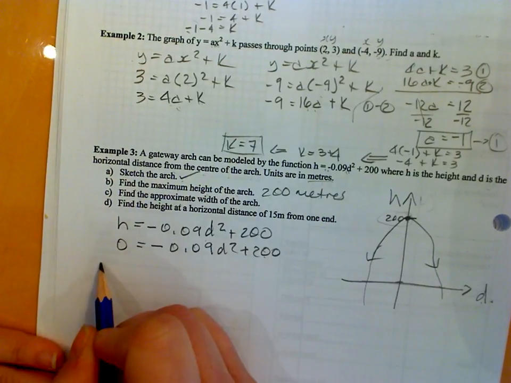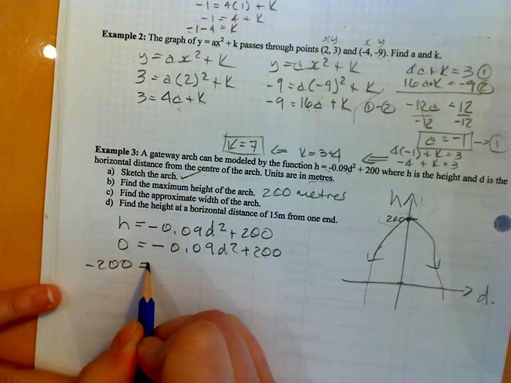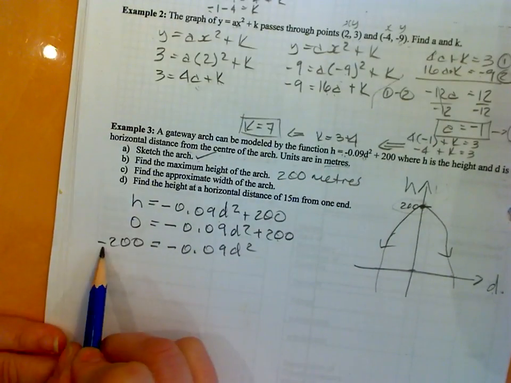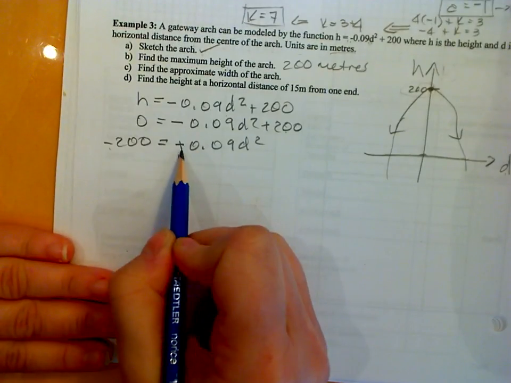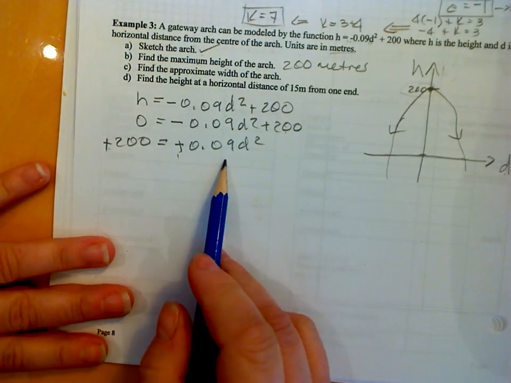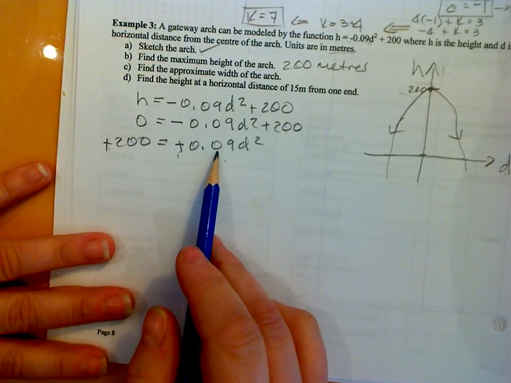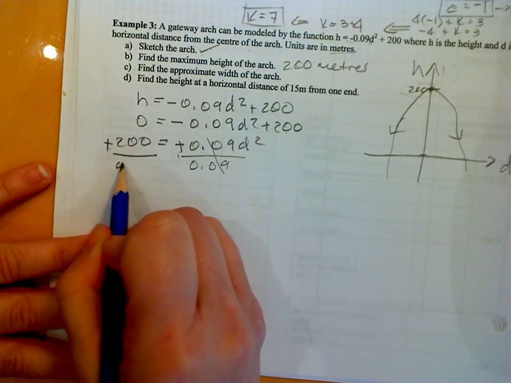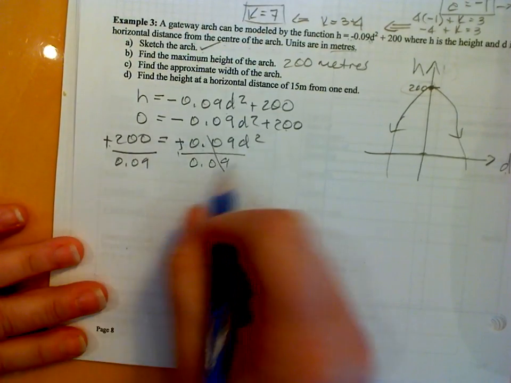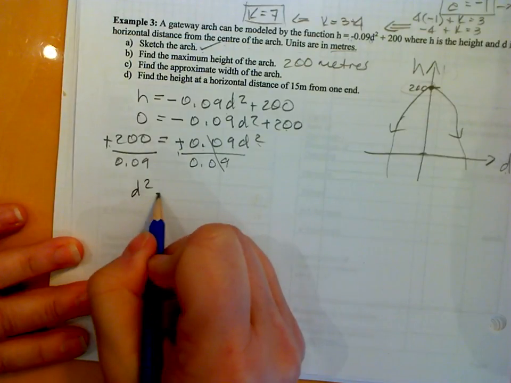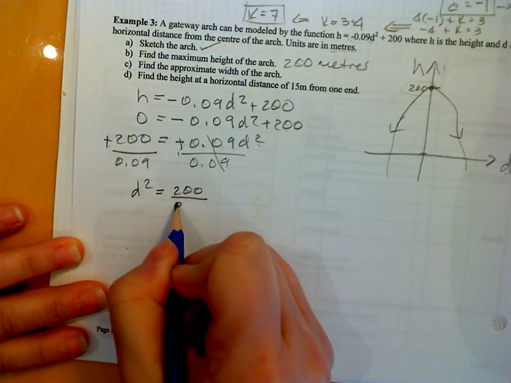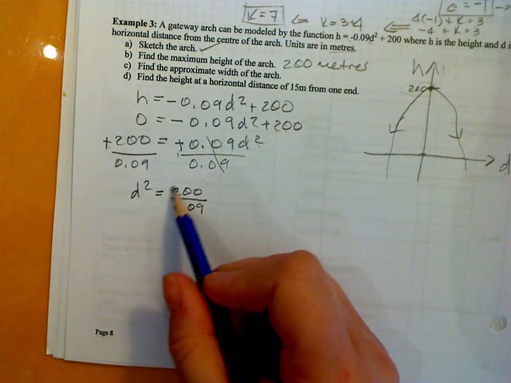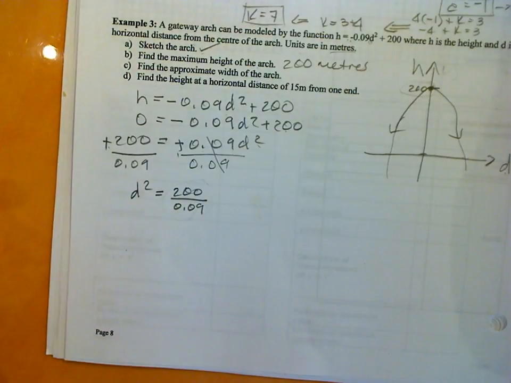So I'm going to bring 200 over, which is negative 200. And then I'm going to divide both sides by negative 1, so those are now positive. And then I have to divide both sides by 0.09, so that we just have d squared over there. So now I have d squared equals this. I'm just going to write it like this. D squared equals, okay, so now what I need to do is find out what that equals, and then I need to take the square root.